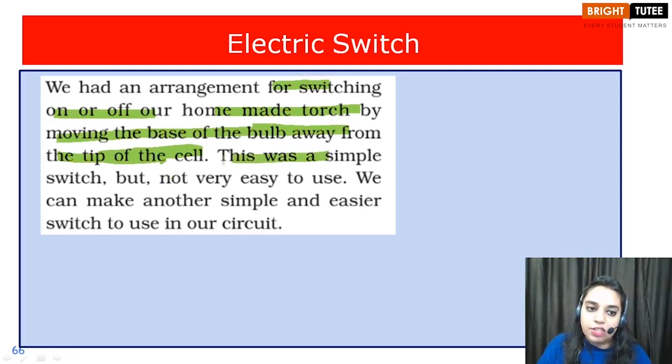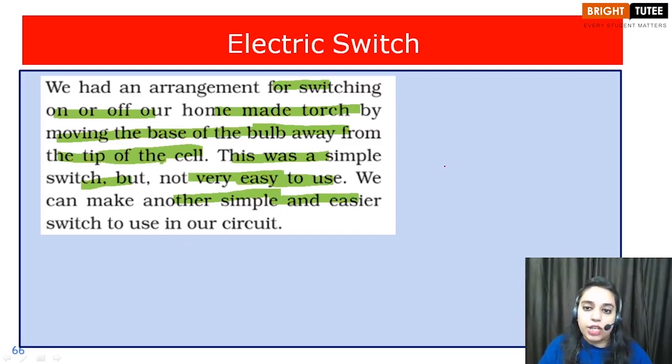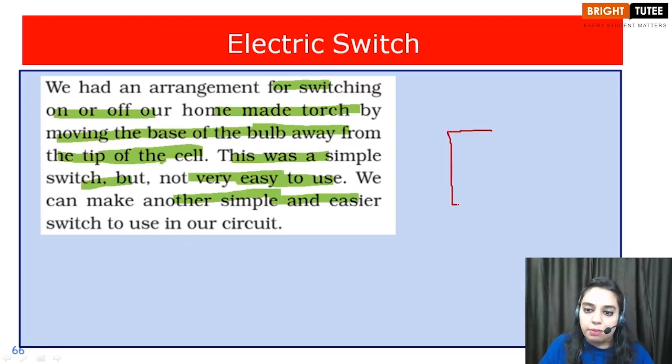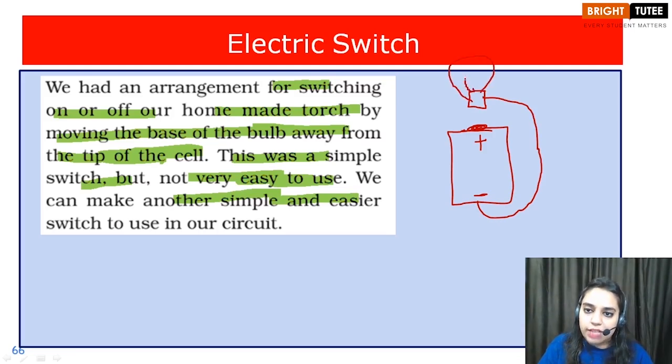Okay, this was a simple switch but not very easy to use. So we can make another simple and easier switch. So children, here we are talking about the activity where we made a simple torch at home using a cell and a bulb. So what we did, children, was we took a bulb with positive terminal here and negative terminal here. We connected a wire by removing the insulation from the edge of the wire and connected the other edge of the wire to the base of the bulb. Right, children? That's what we did.